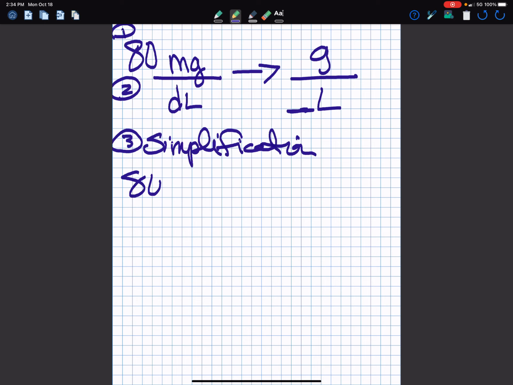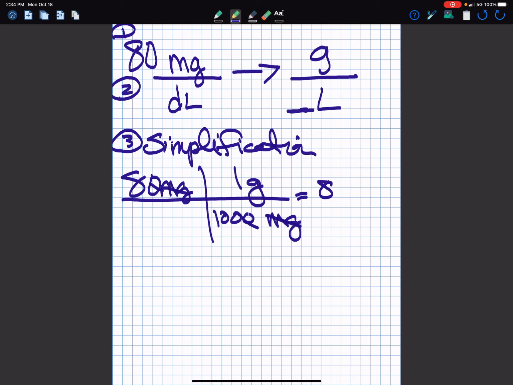All right, 80 milligrams. I know I need to put milligrams on the bottom because I need it to be eliminated. And I know that there's 1,000 milligrams per every gram. Okay, that makes 8 divided by 100 should be 0.08 grams.